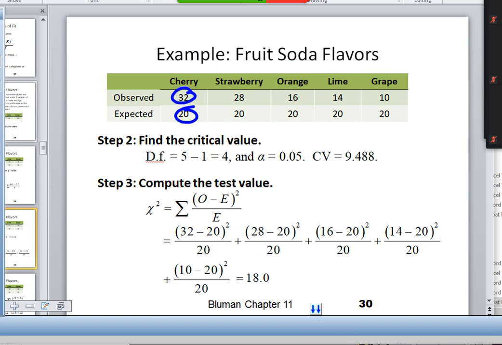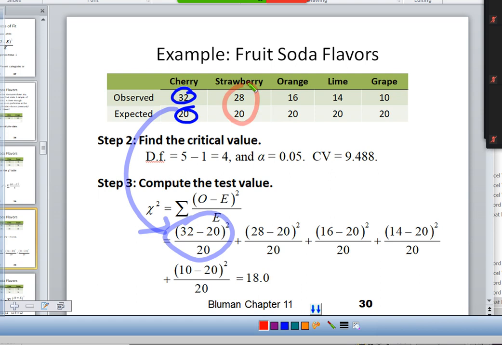So it's going to be 32 minus 20 squared divided by 20. That's the first one. That's this guy right there. And then the next one, 28 minus 20 squared divided by 20, my expected. And then you're going to do orange and lime and grape. And then you're going to add them all up. And if you add them all up, you'll get 18.0. You don't have to do it in a calculator now. Just go ahead and write it all out.